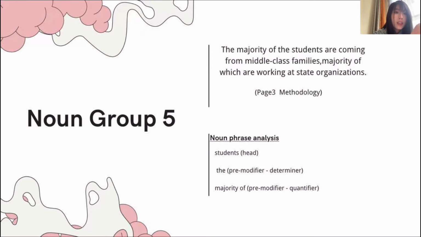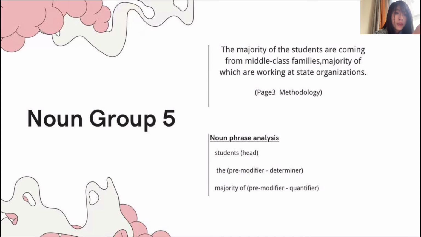Determiners play a specific role in the noun phrase. In this sentence, the majority of students, the is the definite article. Here it refers to students. It can also be used as a pre-modifier, and the modifiers are divided into pre-modifier and post-modifier.